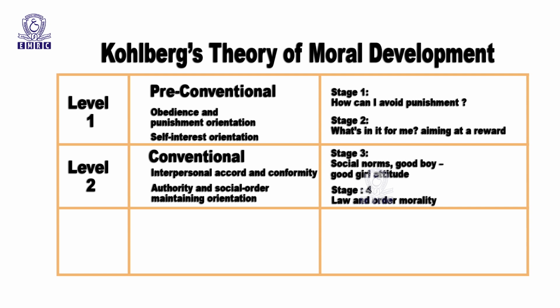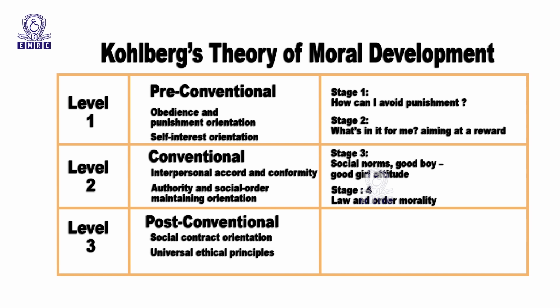That is social norms, the good boy, good girl attitude, and authority and social order maintaining orientation, which is law and morality. And the third level is post-conventional, where the social contract orientation, the spirit of the law and justice, and universal ethical principles are seen. When we take any decisions, choices we make, maybe now or later, we get to understand at which level it is coming from.